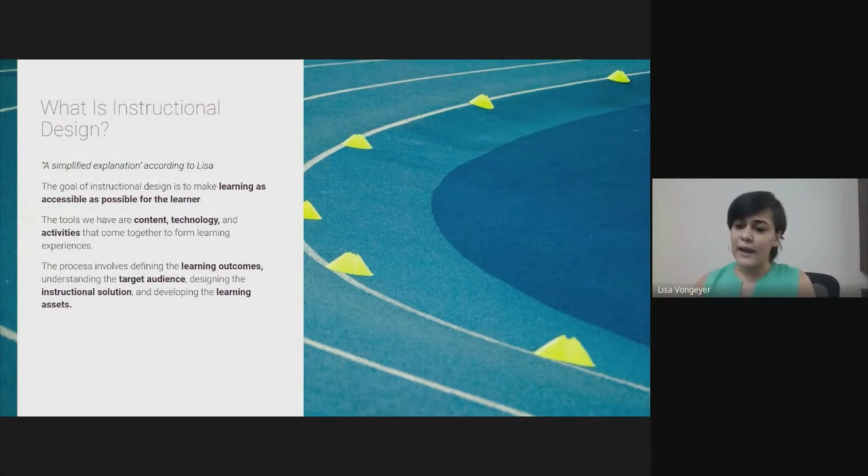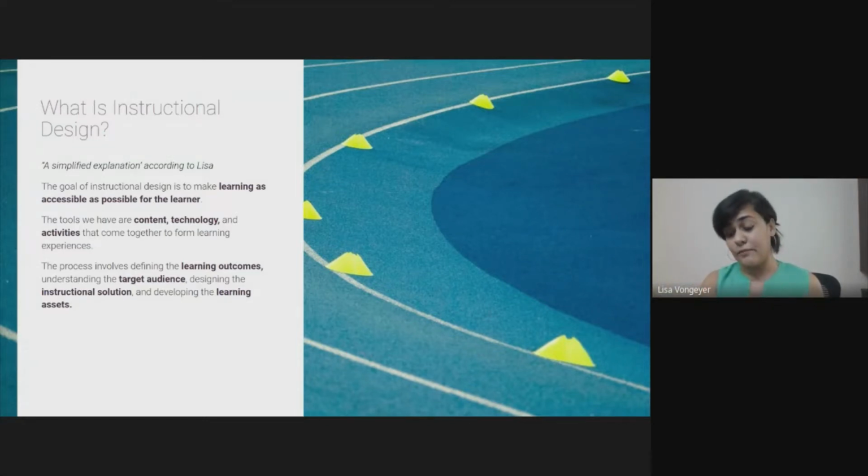And how do we do that? So I've listed 3 main tools that we use as instructional designers that help us to meet this goal. Content, number 1. Content is basically your words, your information, your explanations that you can give. So it's how you write that content, how you present this content, how much content do I need, how do I design this effectively to be able to make that learning as accessible as possible.